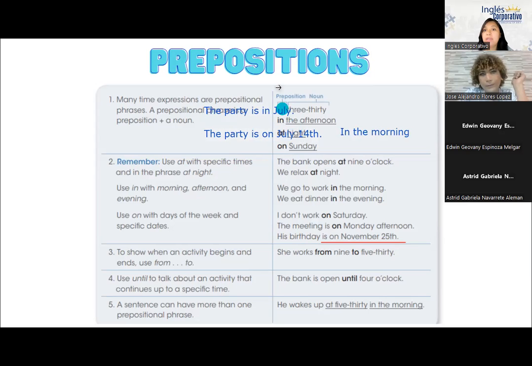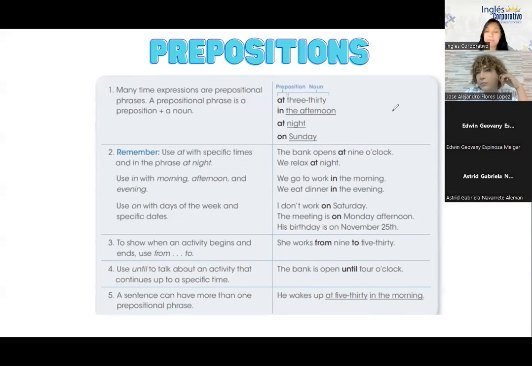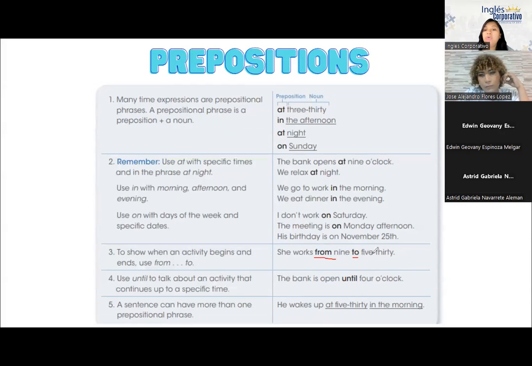Very good. So now, otra cosa que es muy importante cuando estamos hablando de preposiciones. She works from 9 to 5:30. To show when an activity begins and ends, use from and to. Cuando queremos decir nosotros, tenemos clase desde las 7 hasta las 8, ese desde y ese hasta es from to. For example, our class is from 7 p.m. to 8 p.m.